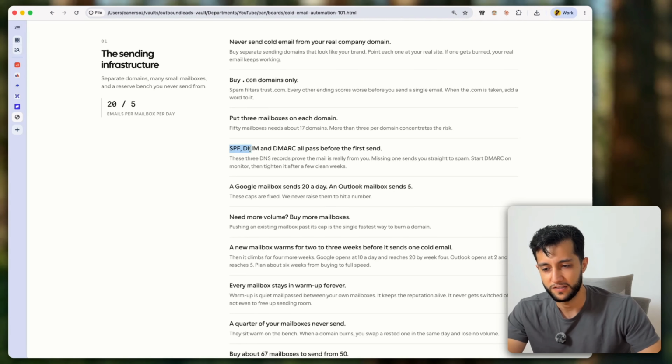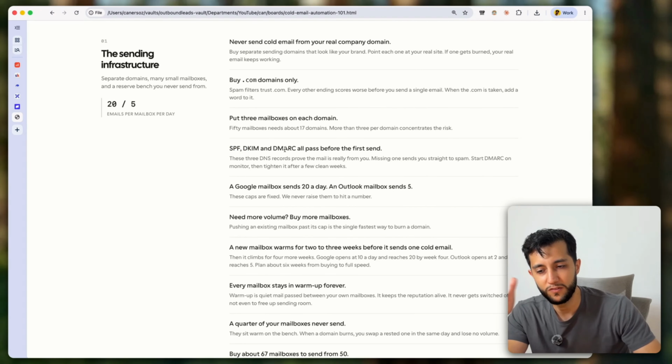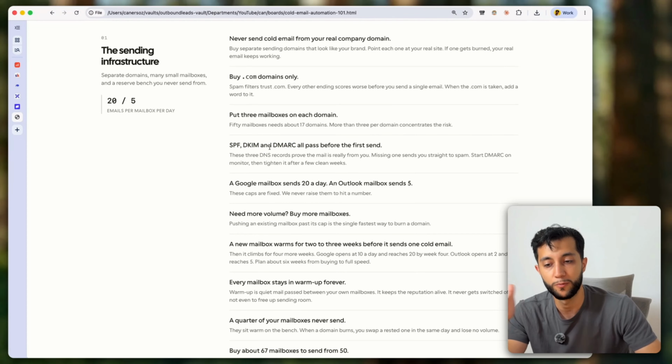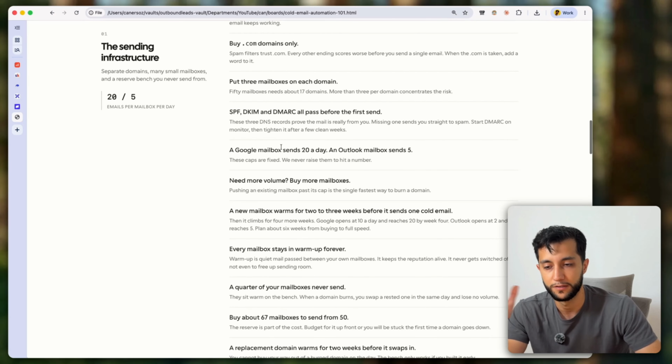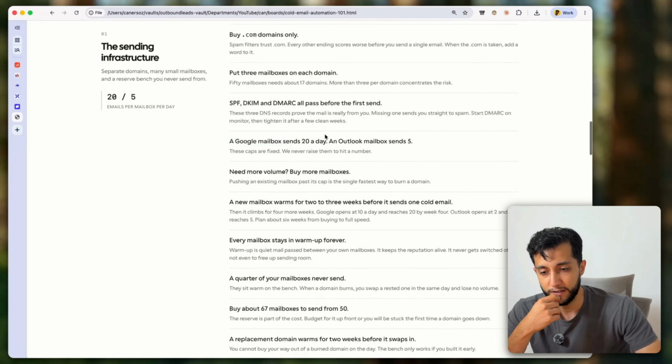This sounds geeky as hell, and it is geeky as hell. You have to set up DNS records: SPF, DKIM, DMARC. You don't know what that means. Me neither. It is also not important. I know what this means, but it is not important for you to know. You just ask your AI to set this up for cold emailing. That's basically it, and then your domains will have the proper DNS records. Then, a Google mailbox sends 20 a day, and an Outlook mailbox sends 5 a day.